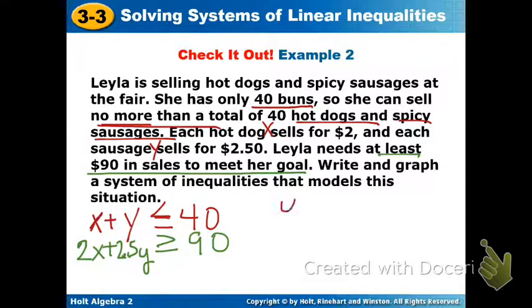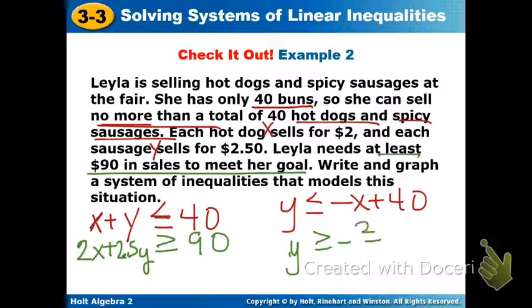Your first inequality should be y is less than or equal to negative x plus 40. Did you get that? And your second one is going to be y greater than or equal to negative 2 over 2.5x plus, is it 36? You divide that out. So we're going to graph that.